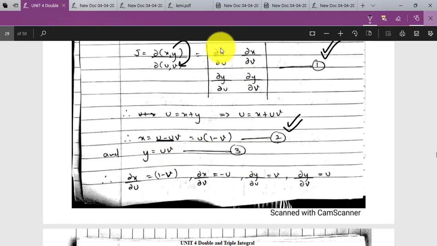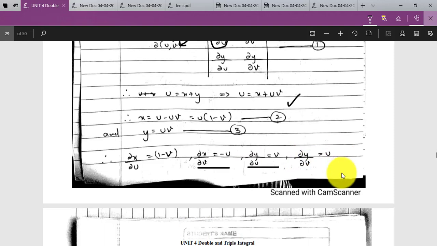So I want the values of these partial derivatives. Do x by do u, differentiating x partially with respect to u, is 1 minus v. Then do x by do v is minus u, with respect to v. Here it is 0, this is 1, and this becomes minus v. Similarly, do y by do u is v, and do y by do v is equal to u, right?